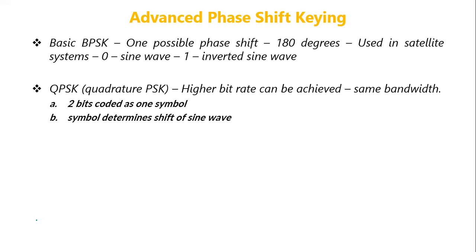That is called two bits being coded as one symbol. The symbol determines the shift of the sine wave. When any one of the bits changes, the phase of the sine wave will also change; there will be a shift in the sine wave. So quadrature phase shift keying actually needs less bandwidth when compared with binary phase shift keying, but it is a little complex to implement, whereas binary phase shift keying is very easy to implement.